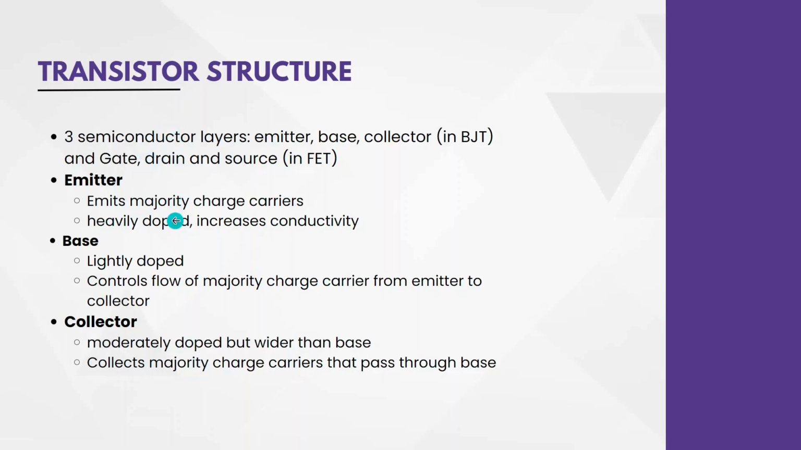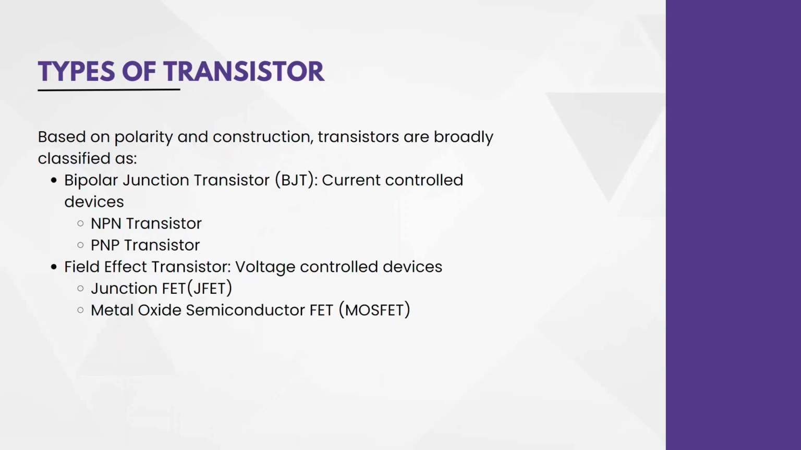Last one is the collector. It is moderately doped, but it is wider than the base. And this, as the name suggests, will collect the majority charge carriers from the base. Moving on to the types of transistors. Transistors are broadly classified based on their construction and their polarity.